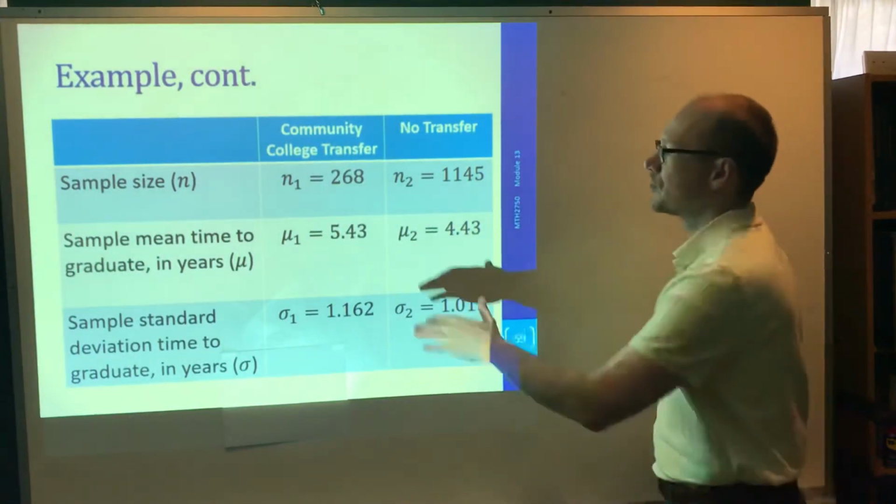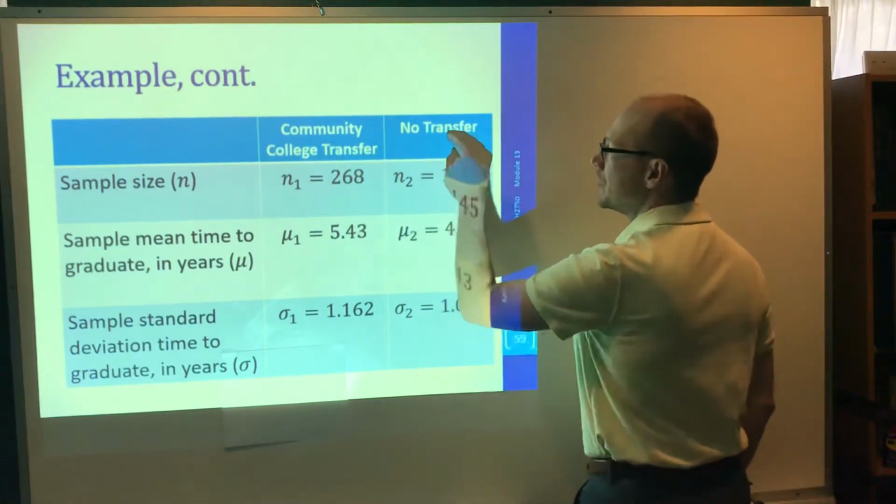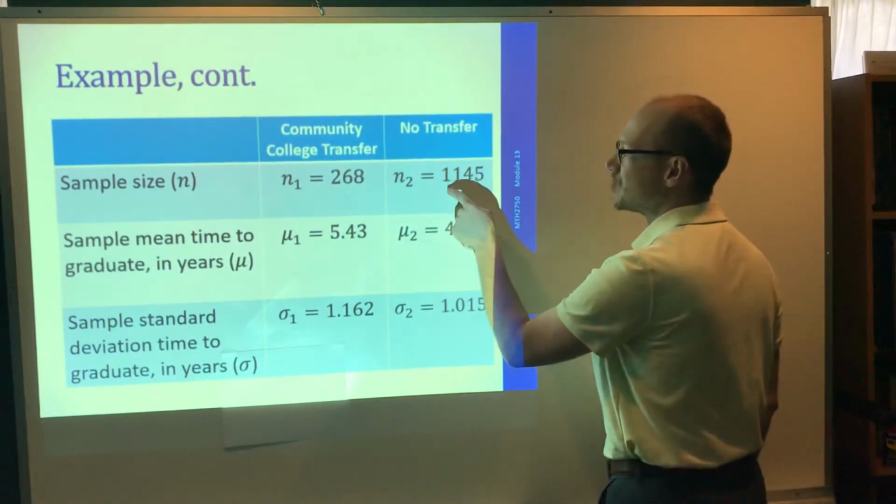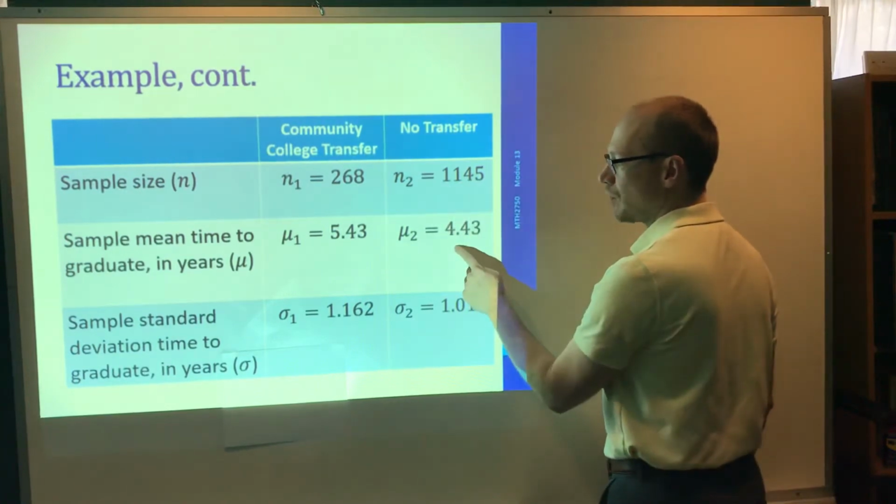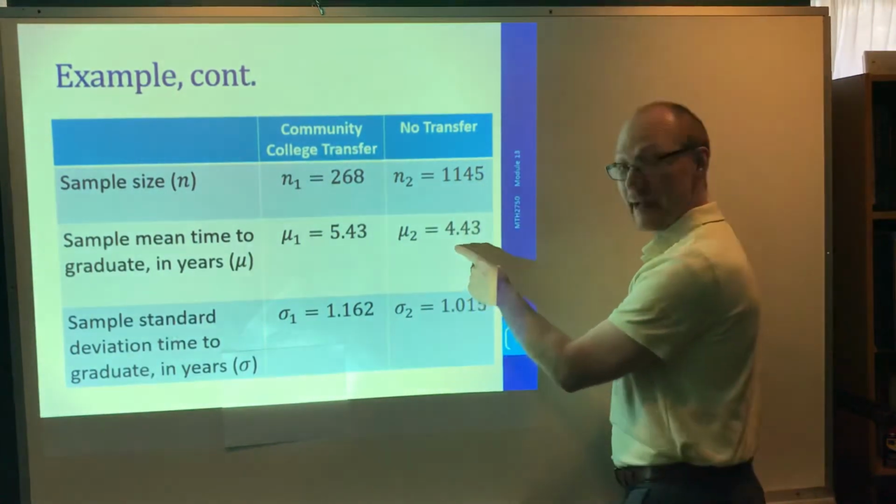All right, so those are our two samples. These students went directly from high school to the 4-year institution. They took 4.43 years on average.